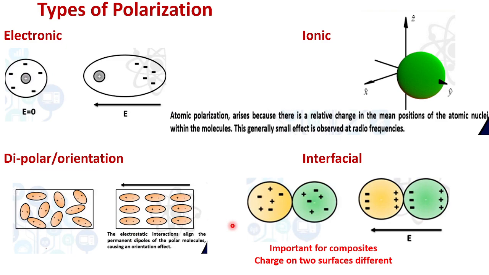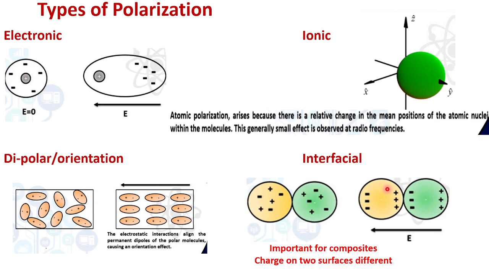Fourth one is the interfacial, that is very much important because it is actually a property of a composite type of material. Now, whenever there is a composite, obviously there is an interface. Now, when there is an interface, there will be different charge distribution on the two surfaces. Since there are two surfaces, obviously the charge distribution will be different in two surfaces. And when there is electric field, in each surface there will be the orientation of the different charge. In that way, it will generate the interfacial polarization.